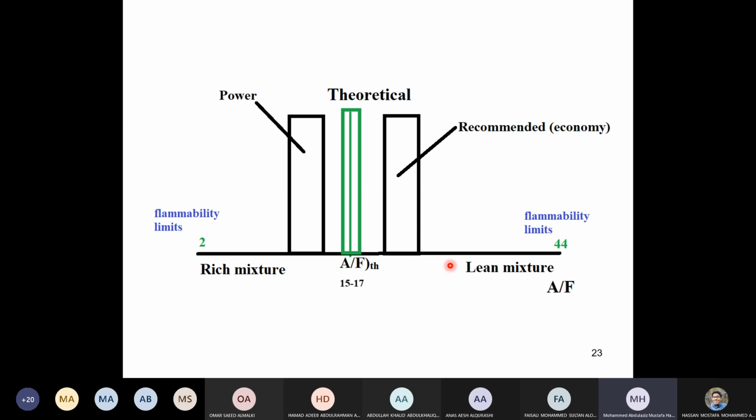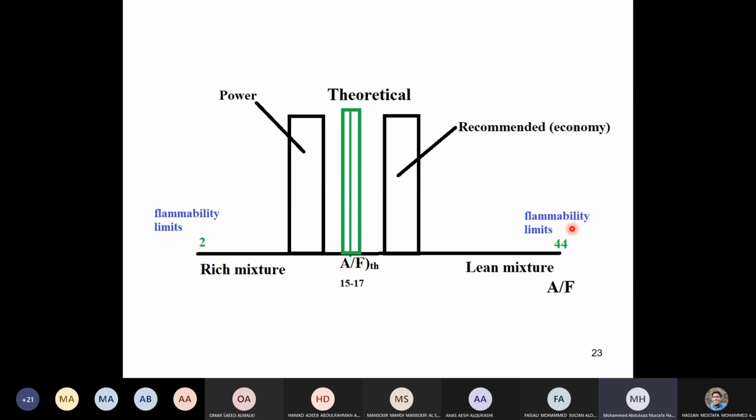When we increase the air, we call this lean mixture. When we have less air or more fuel, we call it rich. Rich because it has more fuel. Whoever has more fuel is more rich. This is lean here, it is more air. The air is free, so this is lean mixture. We call this rich mixture.